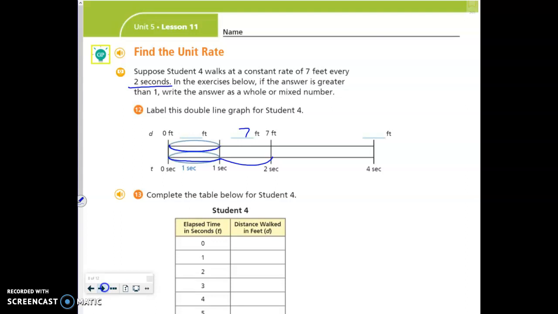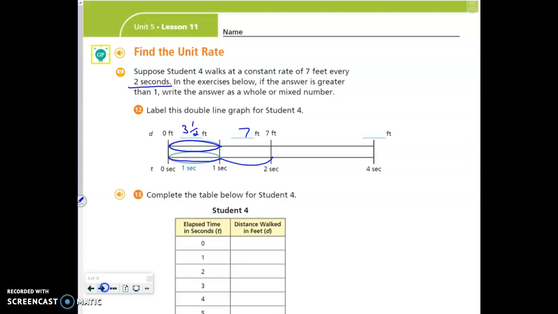How am I going to figure out how far he's walked here? Well, it should be half of 7. So however I want to represent that half of 7 will determine what that unit rate is. I can either represent it as a decimal number, or I can represent it as a fractional number. Doesn't matter to me either way. Whatever's easier for you to work with. I like working with decimals right now, so I'm going to say 3.5. So in this case, our unit rate for this student, 4th student walker, is going to be 3.5 feet per second.